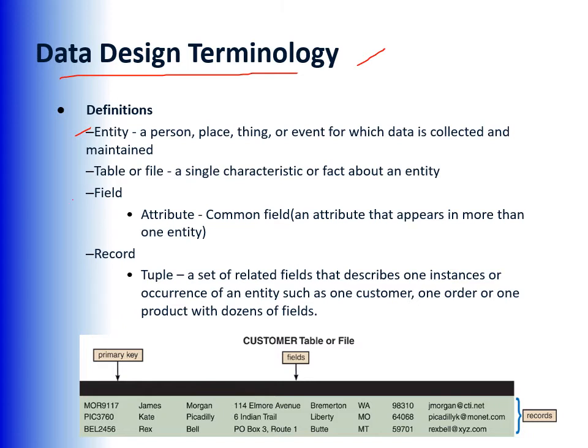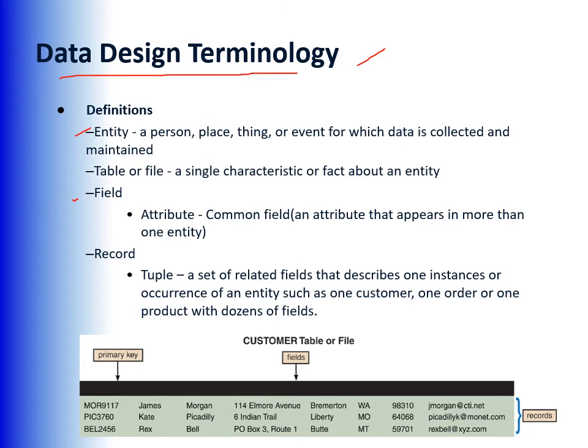Next is a field, which is also called attribute. It is a single characteristic or fact about an entity. For example, a customer entity might include the customer ID, first name, last name, address, and so on and so forth. A common field is an attribute that appears in more than one entity. So a common field can be used to link entities in various types of relationships.